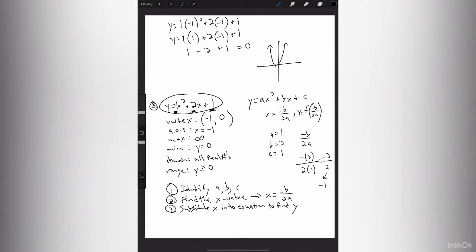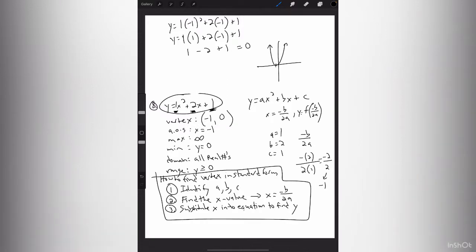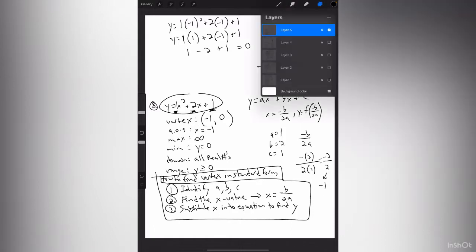Okay, so the extra step, and in this, my 3 steps down here are how to find the vertex in standard form. Okay, these are my 3 steps to do that. And that's actually what we're going to be doing in the next few problems. All right, 9 and 10 as well.